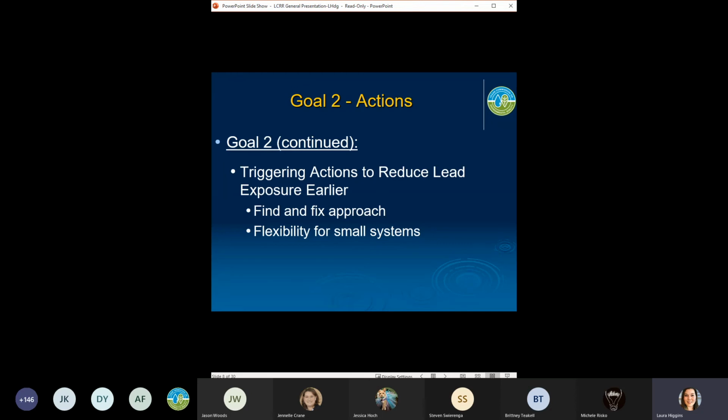So based on sampling results, systems with elevated lead levels will reevaluate their existing corrosion control treatment or conduct a treatment study so that they are prepared to respond quickly when necessary. Systems will have to pay attention to individual locations with elevated levels of lead by identifying the cause and mitigating the problem using a find and fix approach. And flexibility is important for small systems so that they can protect public health by taking the action that makes sense for their community.